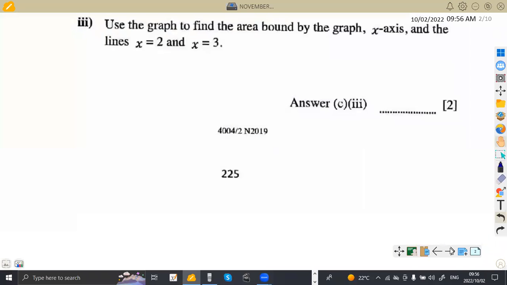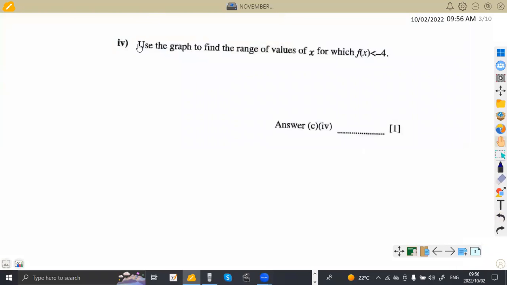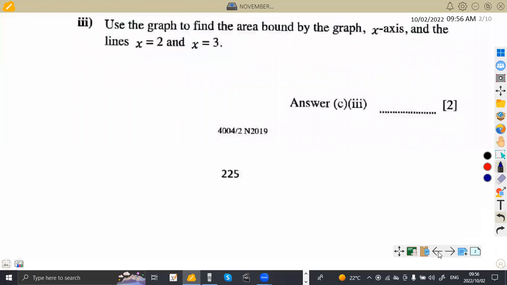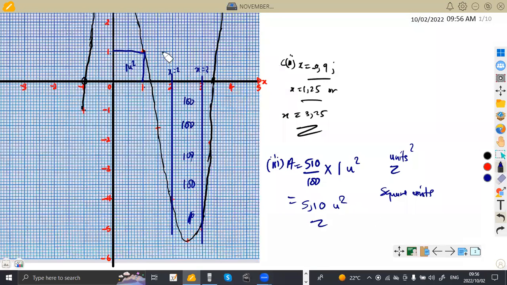Okay, I think it's fine. Use the graph, item 4. Use the graph to find the range of values of x for which f of x is less than minus 4. Here they are saying the values of x for which y is less than minus 4. That is what it means. So you need to know where y is minus 4 on our graph. This is our graph here, and this is our minus 4 here.